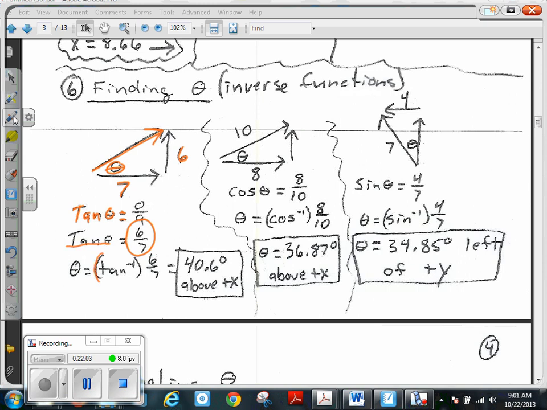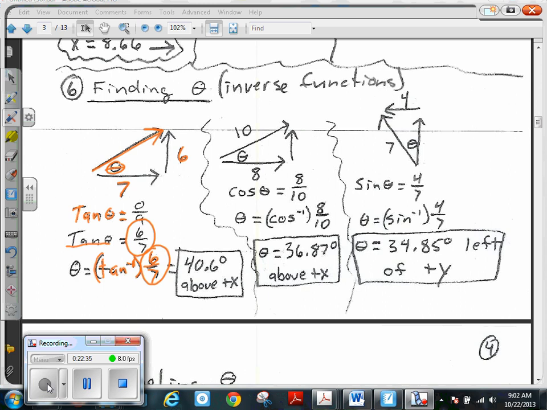But the way that you signify this algebra is you put tangent to the negative first. And when you put that into your calculator, you're saying, hey, I got a ratio for you, can you tell me the angle? So in order to solve for this, in your calculator, go ahead and put 6 divided by 7, and then put inverse tangent, or second function tangent, or something like that, and see if you can come up with this answer.